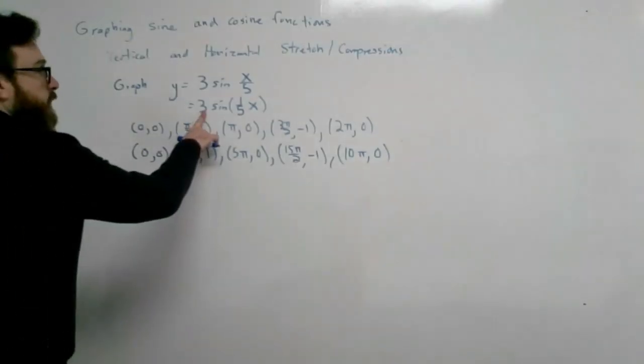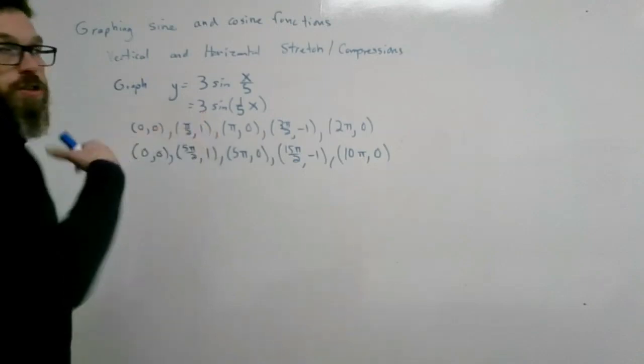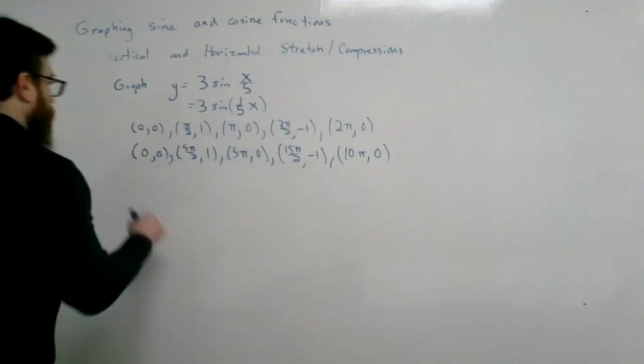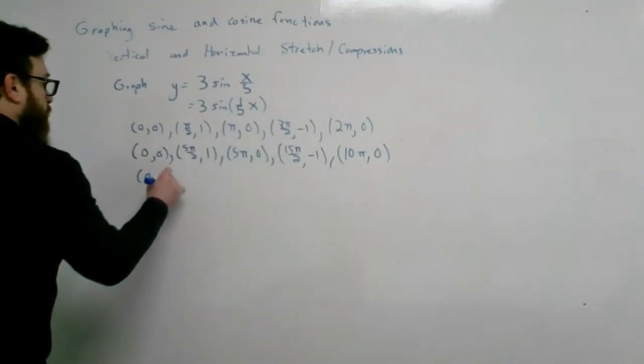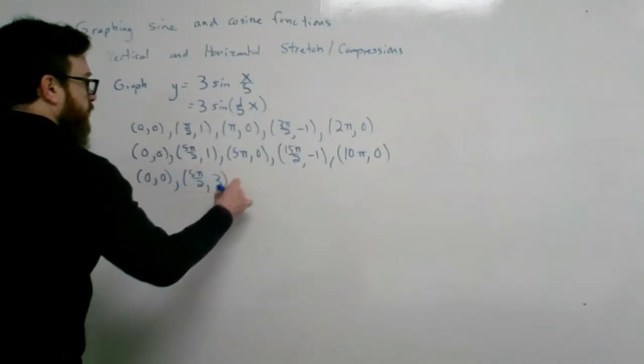Now, this is also a vertical stretch because y's are what you think. When I multiply by a number bigger than 1, it's actually going to stretch the y coordinates by a factor of 3. So I'm going to multiply all the y values by 3. So this is 0, 0 times 3 is still 0. 5 pi over 2, this will be 3.